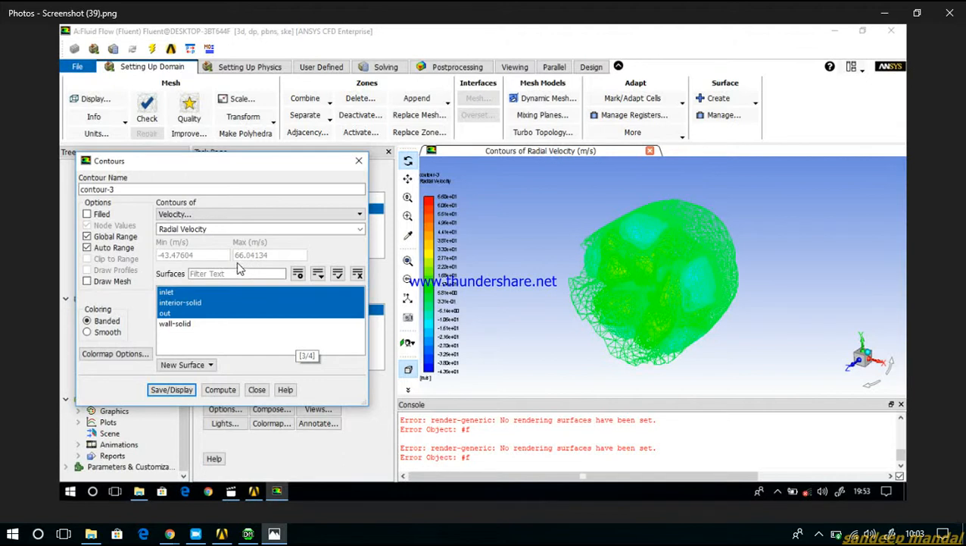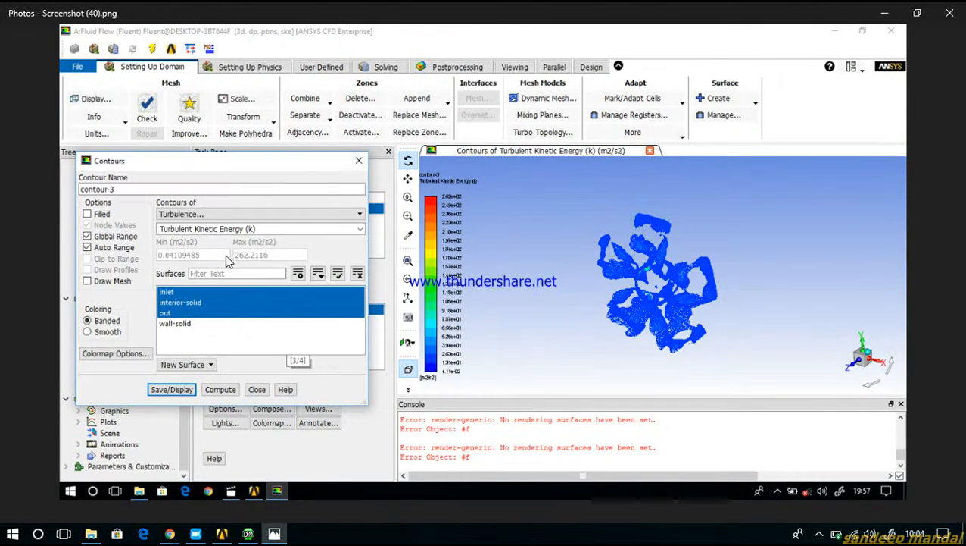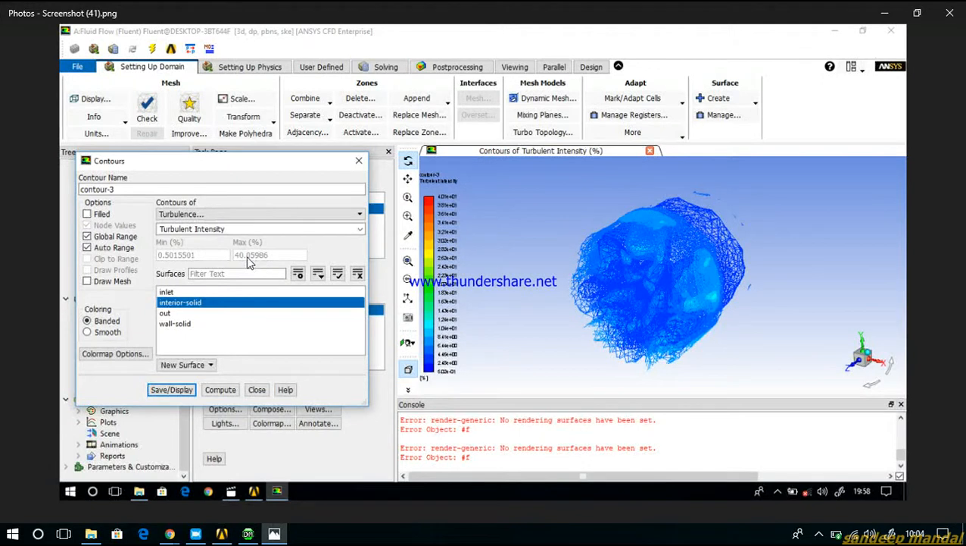Here the radial velocity is 66.043. It is an outward velocity which is diverging at the hub. Turbulent kinetic energy. So this is showing turbulent energy in meter square per second square. The lower the value of this turbulence, depending upon the other iteration, we can select the noise level. The lower the value of turbulence kinetic energy, the lower the noise level of the fan. Turbulence intensity, it is showing 40%.